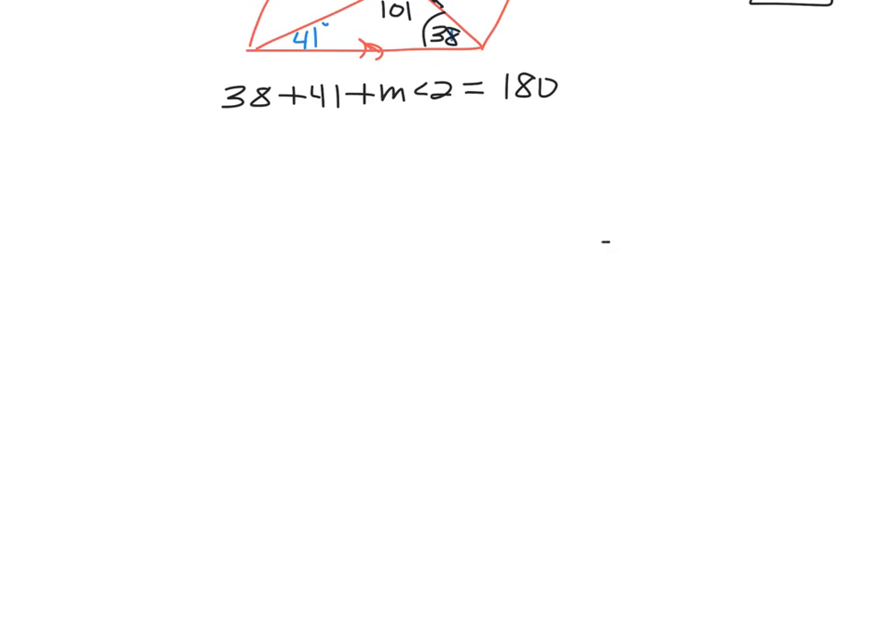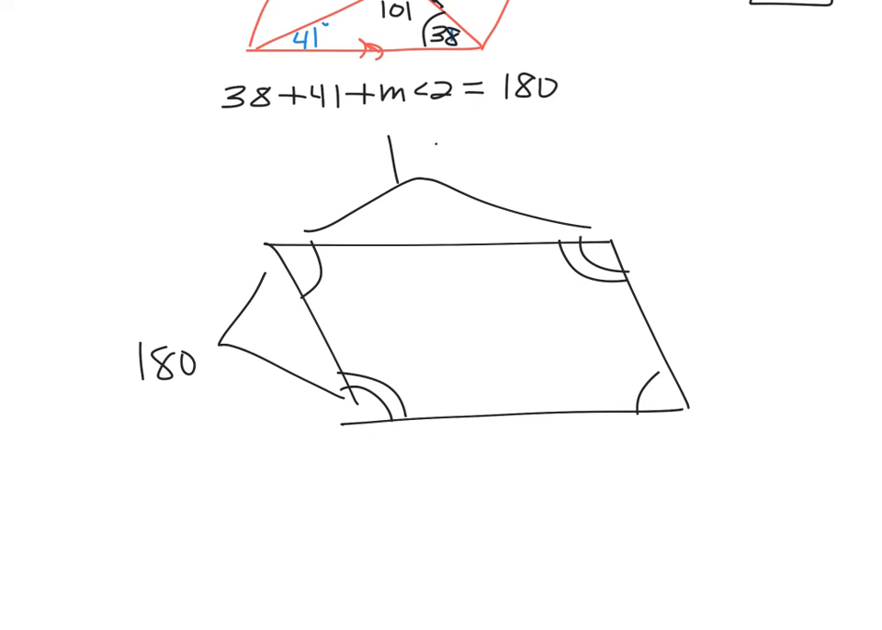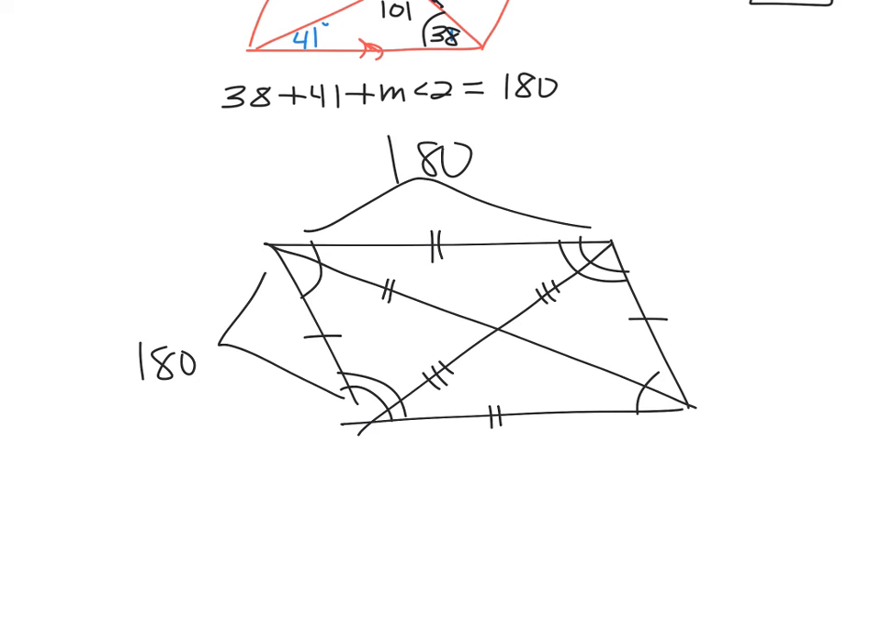Let's just do a quick parallelogram recap. Opposite angles are congruent, right? Consecutive angles are supplementary. Opposite sides are congruent. Diagonals bisect each other. So if I draw the diagonals in, that would mean this piece is congruent to this piece, and this piece is congruent to this piece. And that'll pretty much cover it.